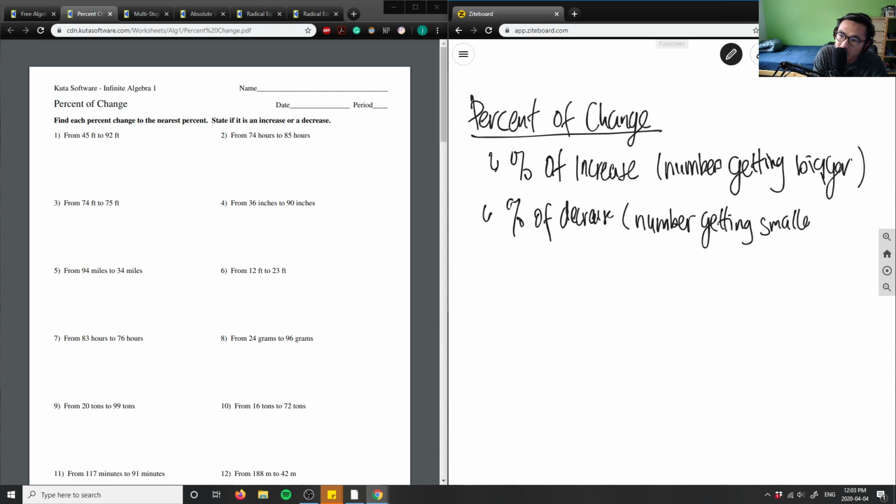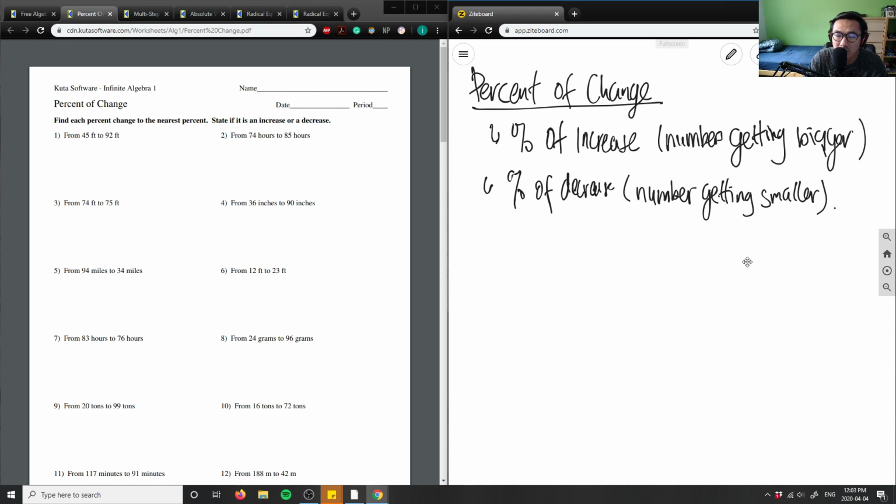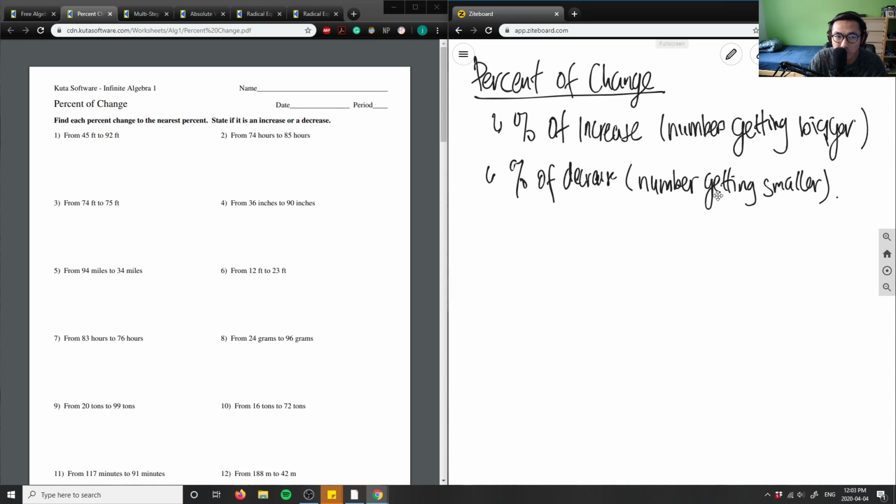So how do we figure out this percentage? Let me do this first question here, and maybe I'll give you a little definition of how we do this problem, and I'll try to break this down into steps for you. But I'll do an example to show you what that means. So this is from 45 feet to 92 feet, right? And the units are important as well.